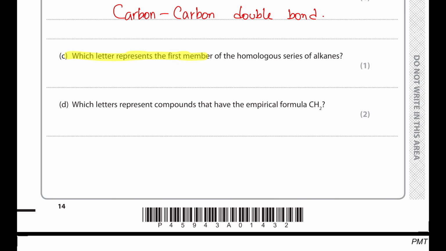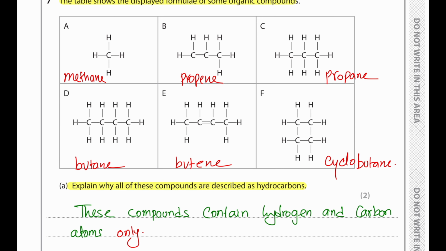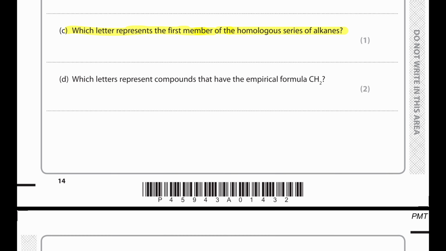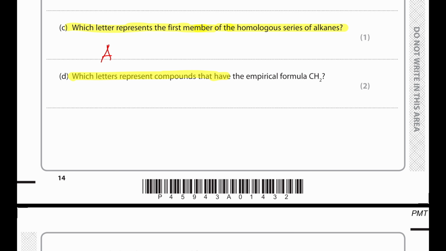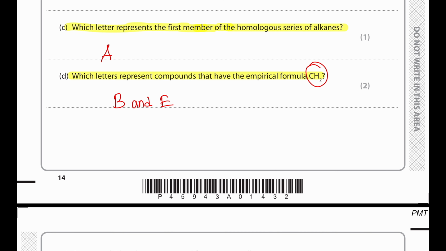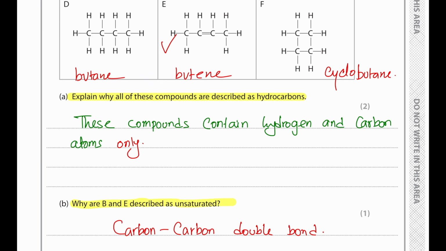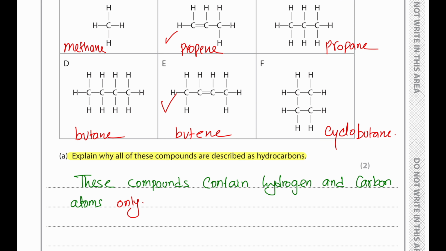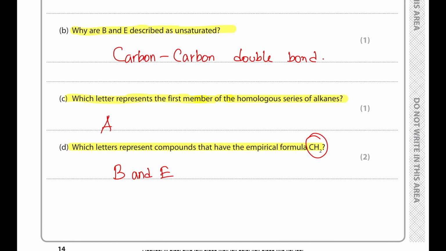Which letter represents the first member of the homologous series of alkenes? We can see methane is the first, so it's represented by A. Which letters represent compounds that have the empirical formula CH2? Alkenes have an empirical formula of CH2. There are two alkenes present here. One is butene and the other one is propene, so B and E. The other CH2 empirical formula will be produced by cyclobutane because it contains 4 carbon and 8 hydrogen. So we'll say B and E and F.